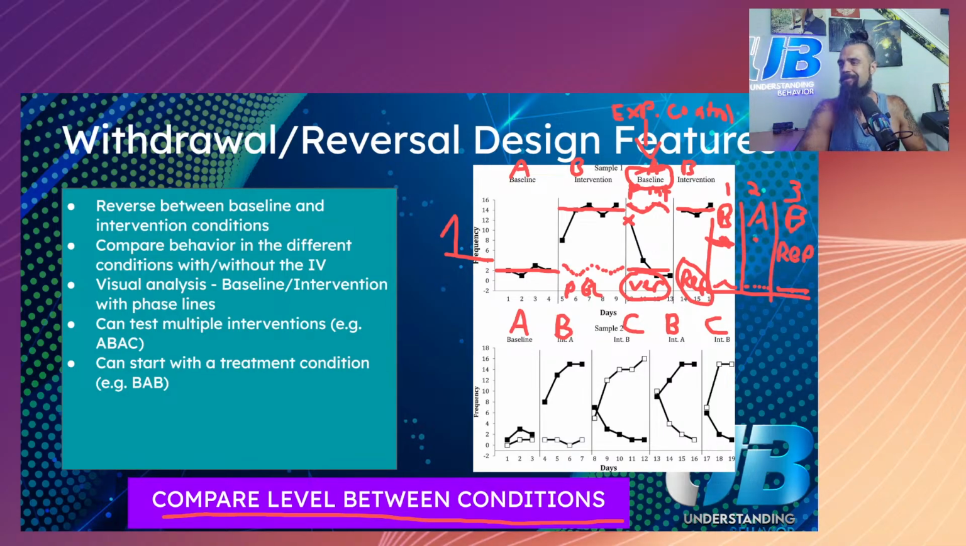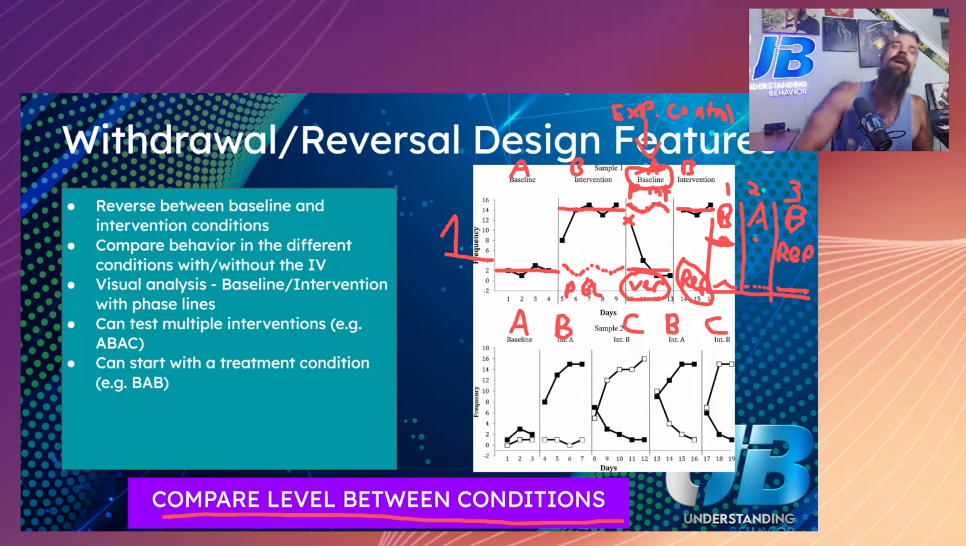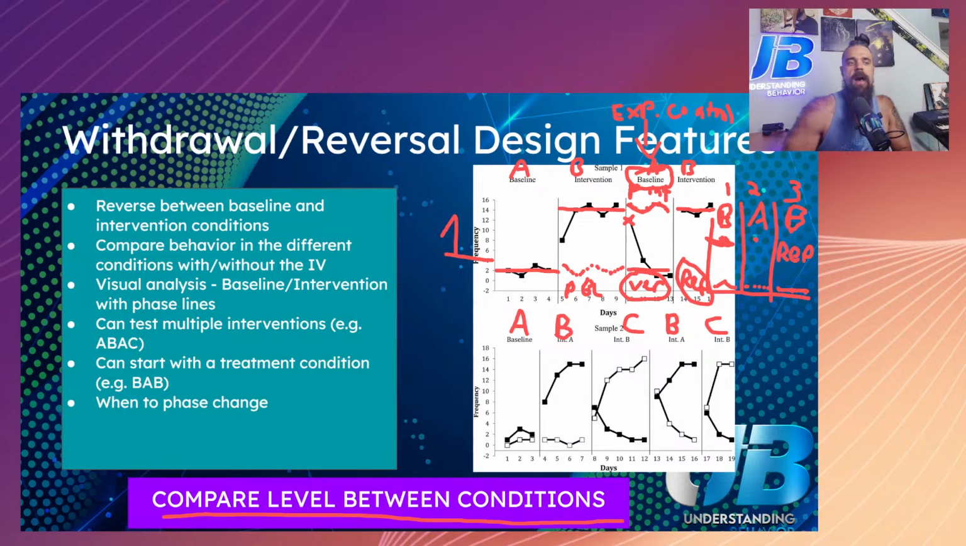Cool. All right, well, that looks great. Nice job on those. I'm glad to get that refresher with our baseline logic. Let's also talk about when to phase change on a withdrawal reversal design.